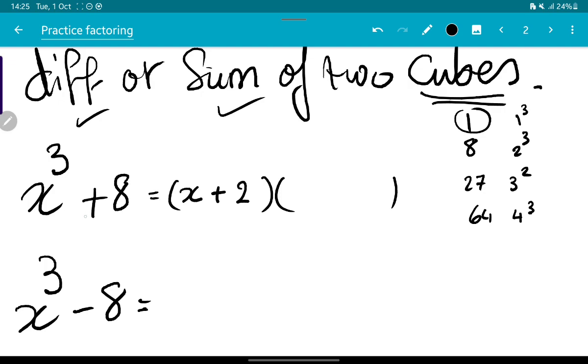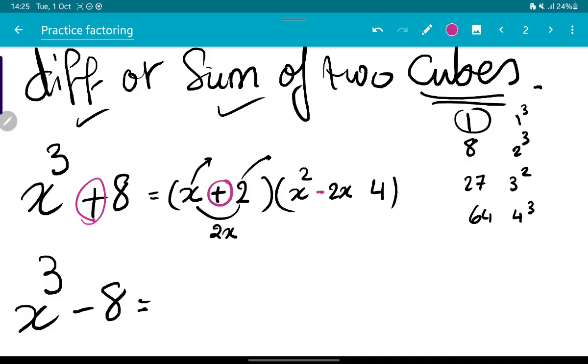Then we put the sign of the question. To find what's in the second bracket, multiply each by itself, or square it. This would be x squared. This by itself would be 4. Multiply them together, they will give us 2x. We put them in the middle. If the example is plus, we put this plus, but we change this to be minus. But the last one is always positive.